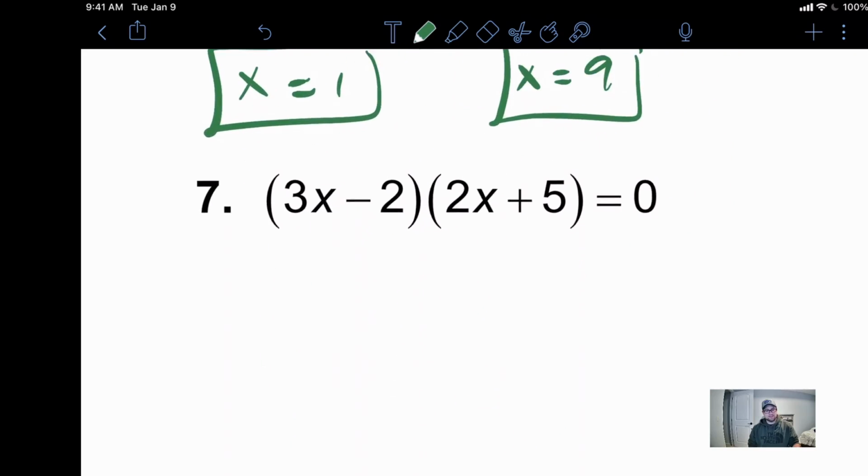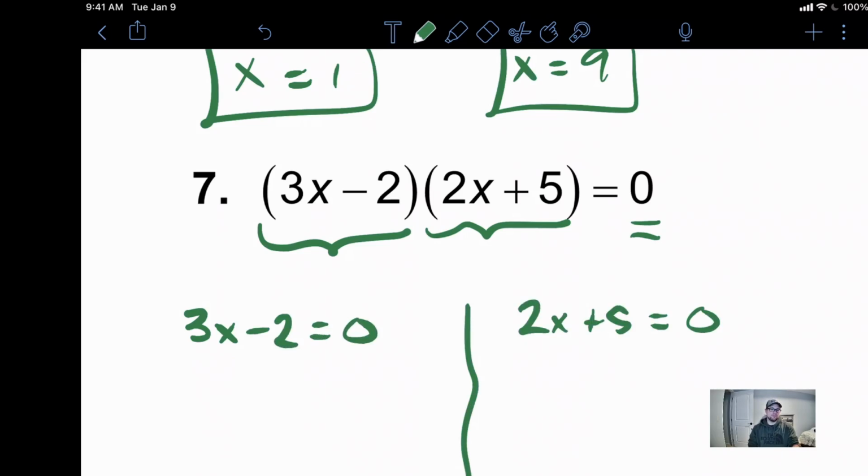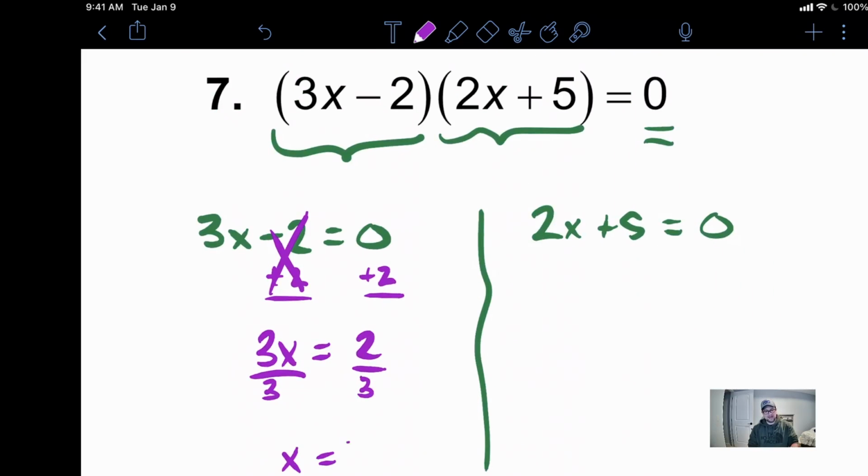Moving on to problem number 7. Again, we have two things that are being multiplied and they equal 0. So just set up two separate equations: 3x equals 0 and 2x plus 5 equals 0. And then solve each equation. So for the first one, we're going to start by adding 2 to both sides. I'll get 3x is equal to a positive 2. And then I'm going to divide by 3 and divide by 3. And we find out x is equal to 2/3.